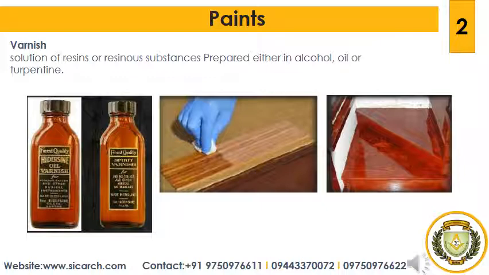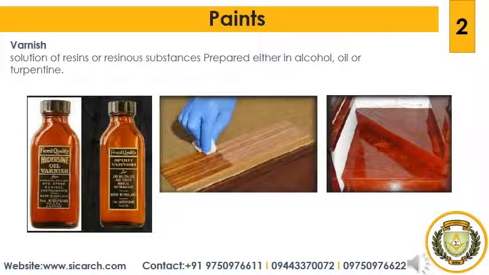Next we will see the process of varnishing. The application of varnish on the woodwork is carried out in the following 4 steps. The first one is the preparation of surface. The woodwork is thoroughly rubbed down by means of sand paper or pumice stone. The surface is then made smooth and clean.